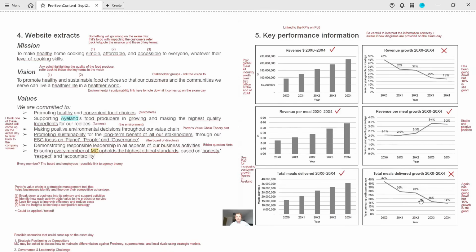So now let's come on to the key performance information on the right hand side, and be careful to interpret this information correctly, and be aware if new diagrams are provided on the exam day.